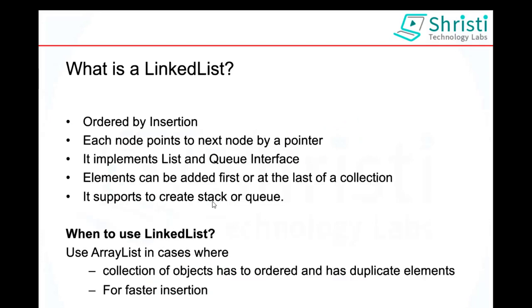Next is linked list. What is a linked list? Linked list is ordered by insertion. It is doubly linked to each other. That is, each node points to the next node by a pointer. This linked list implements both a list and queue interface. It also implements DQ interface. Elements can be added either to the first of the collection or to the end of the collection.